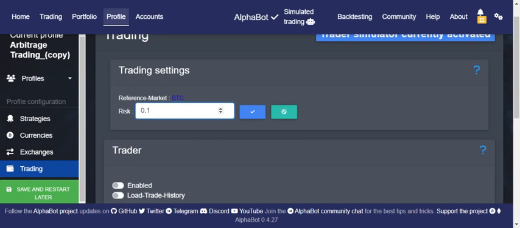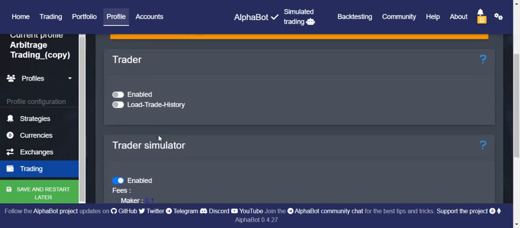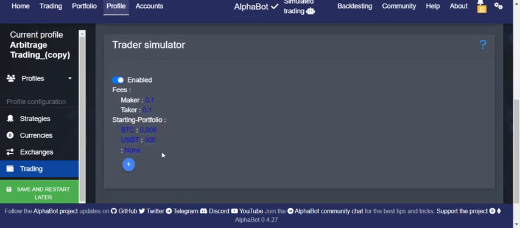So let's say 0.4 is better, and lock it. And then you find a trader option here and a trader simulator. The trader is your live trading, and the trader simulator is your simulating bot which will run in a sandbox. Okay, so now our trader simulator is enabled. Here its maker is 0.0%, taker is 0.01%.